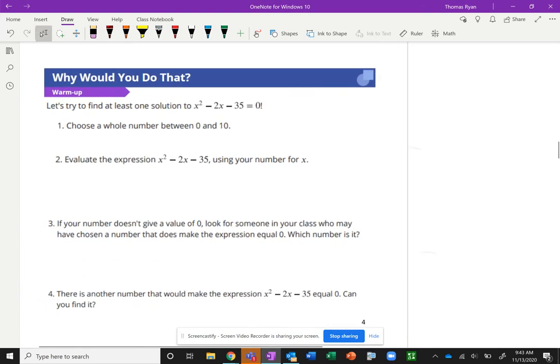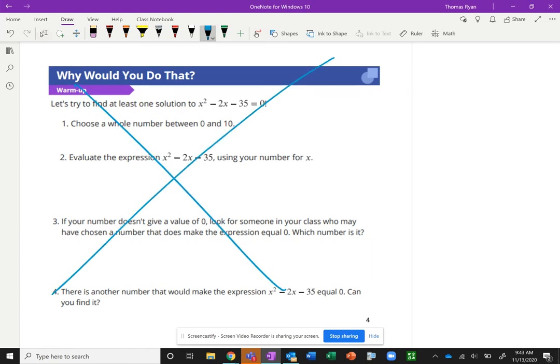Why would you do that? I don't even like this warm-up. Slice it. Slice and dice.